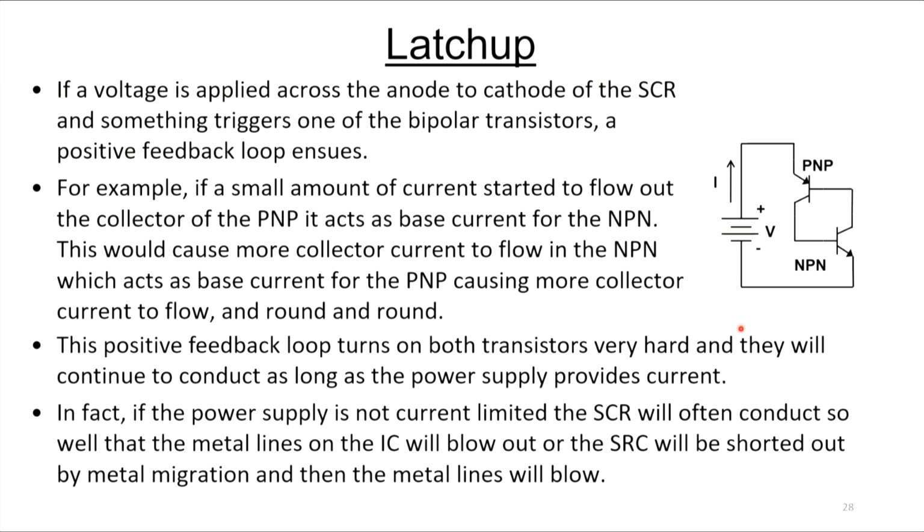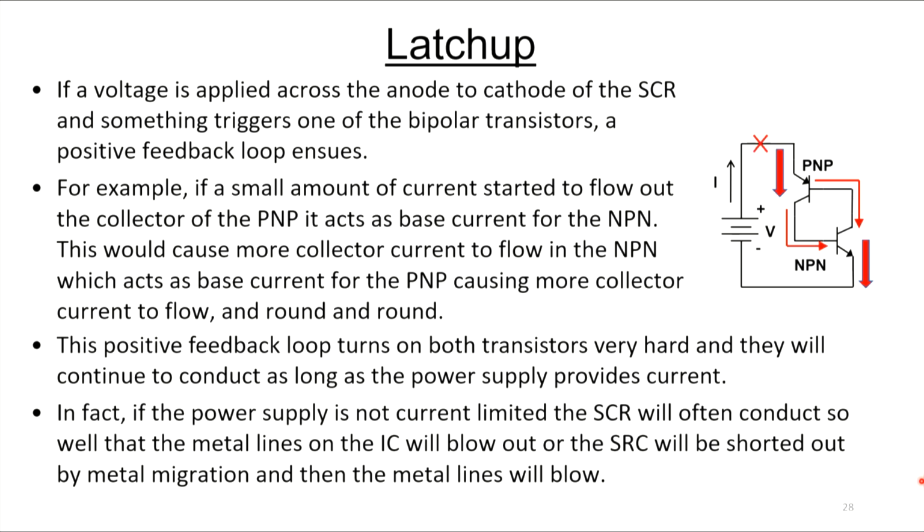Now, if a voltage is applied across the anode to cathode of the SCR, and something triggers one of the bipolar transistors, a positive feedback loop ensues. For example, if a small amount of current starts to flow out of the collector of the PNP, it acts as base current for the NPN. This would cause more collector current to flow in the NPN, which acts as base current for the PNP, causing more collector current to flow, and round this loop it goes. This positive feedback loop turns on both of these transistors very hard, and they will continue to conduct as long as the power supply provides current.